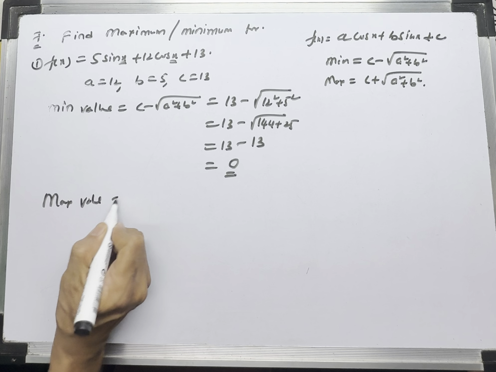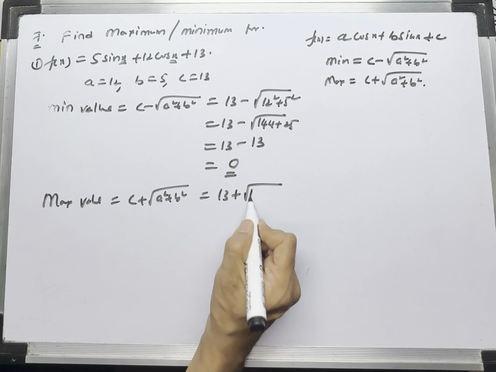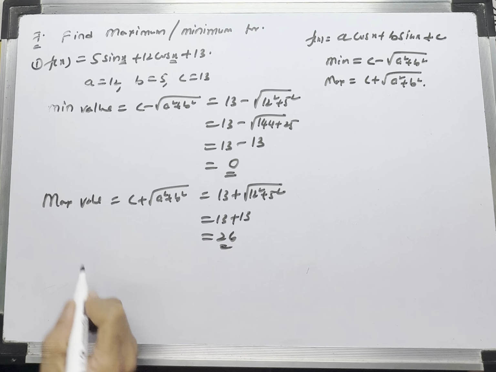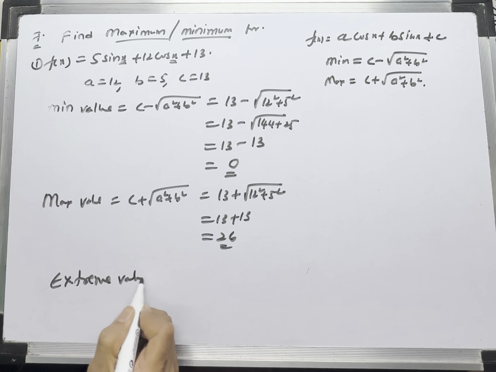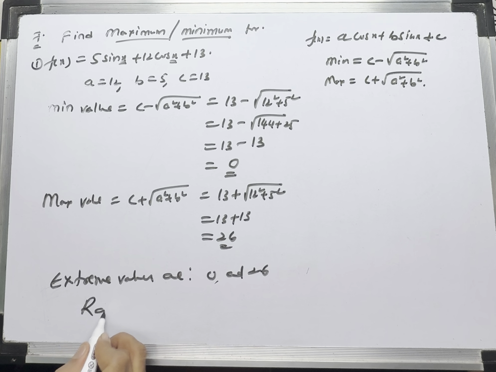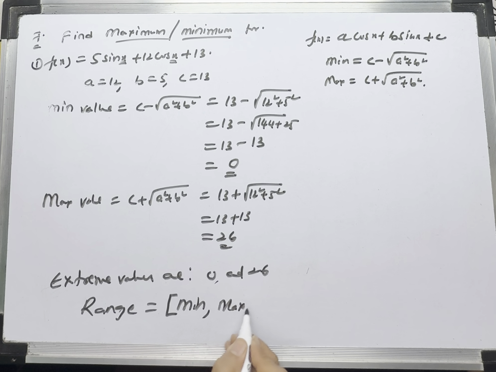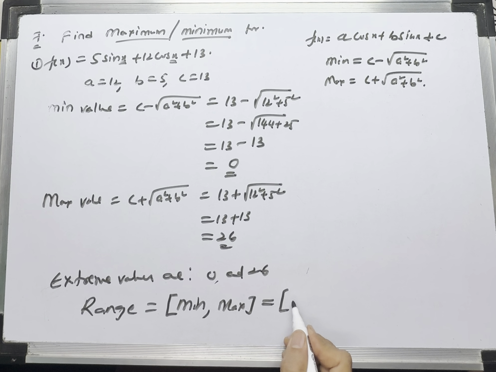Maximum value will be c plus root over a square plus b square. So c is 13 plus root over a square plus b square, so 13 plus 13. How much value did we get? 26. Sometimes they'll ask maximum, minimum. Sometimes extreme values. Extreme values are 0 and 26. Sometimes they'll ask you the range. Range means you take a closed interval: minimum, comma, maximum. So they can ask you anything: either maximum, minimum, or extreme values, or range. The range is 0, comma, 26 in a closed interval.